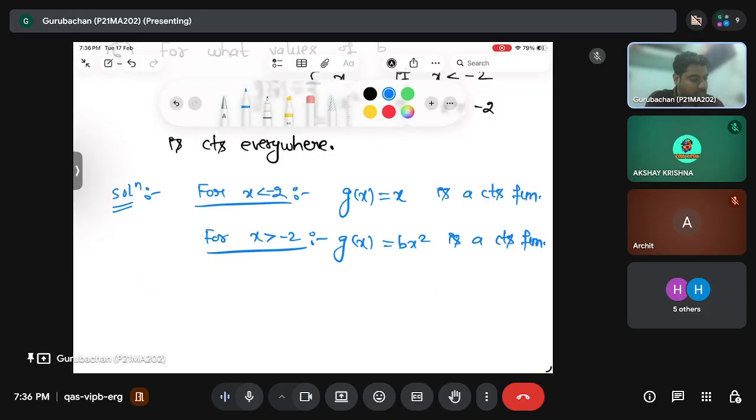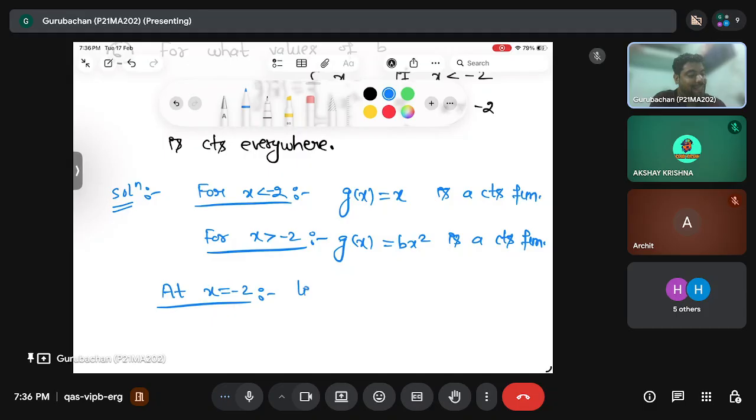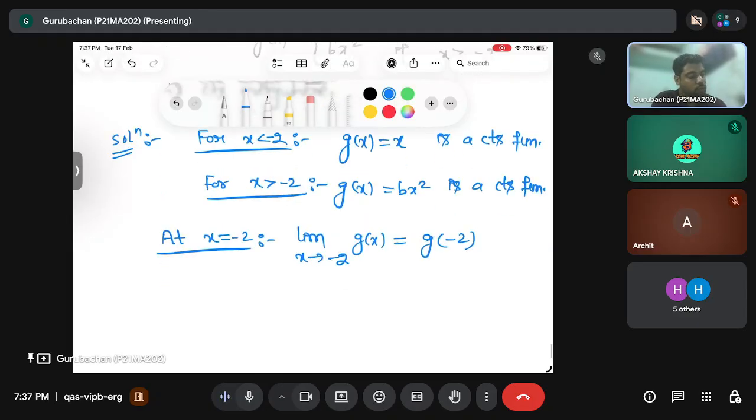Now what is the case left? At x equal to minus 2. We know that our function should be continuous at x equal to minus 2, and your function is breaking at x equal to minus 2. That means the limit as x tends to minus 2 of g(x) is nothing but g of minus 2. In other words, the left hand limit of g(x) must be equal to the right hand limit, which must be equal to the functional value.